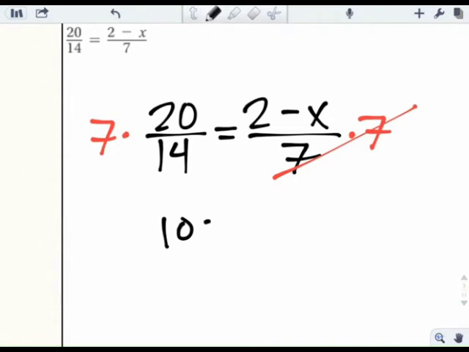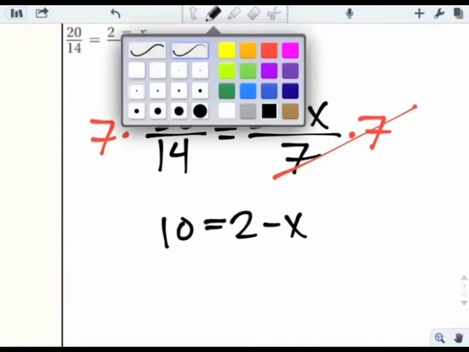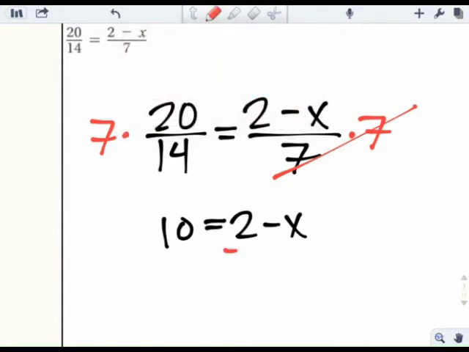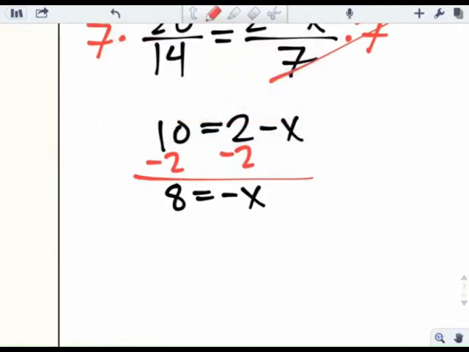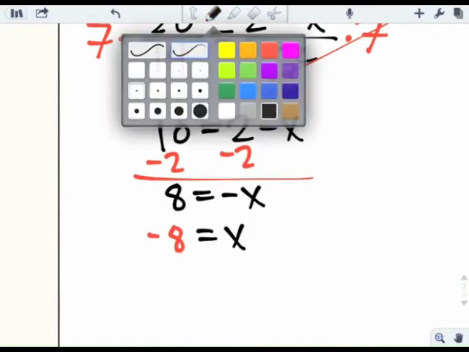Now on the right-hand side of the equation, we are left with 2 minus x. So let's continue solving this equation for x. We subtract 2 from both sides. So 8 equals negative x. Now if 8 equals negative x, then what does x have to be equal to? Well, just bring the negative over to the other side, so negative 8. x is negative 8.